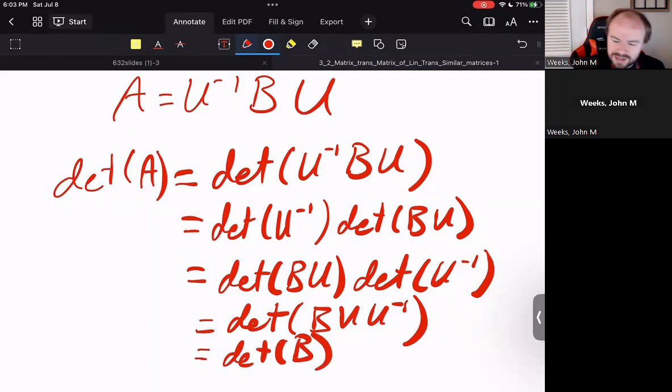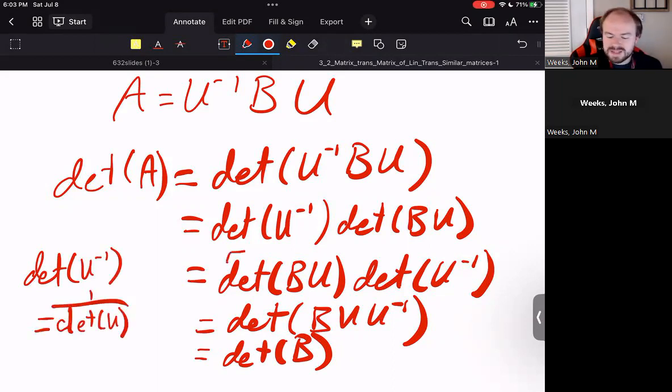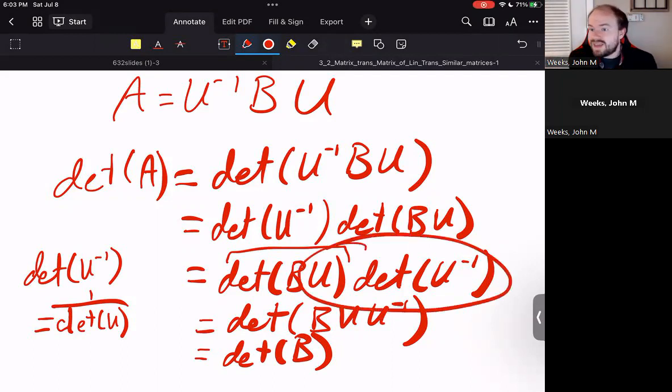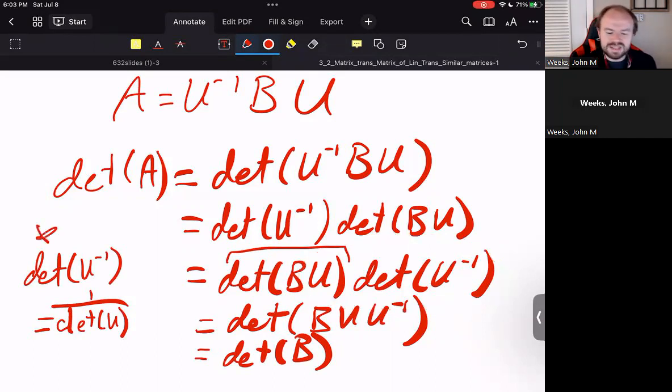Another neat little application here, by the way, that we could go through and see is that the determinant of U inverse is going to be 1 over the determinant of U. We can play around with this, say, for example, by breaking apart the determinant of B times U into the determinant of B times the determinant of U. Well, the determinant of U times the determinant of U inverse is the determinant of the identity matrix, and that's just going to give us 1. So we get this little fact from doing some playing around like this as well.